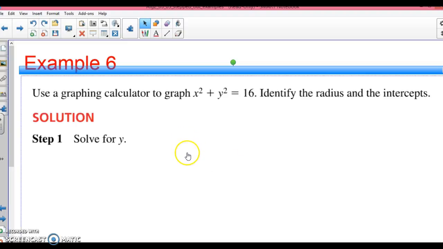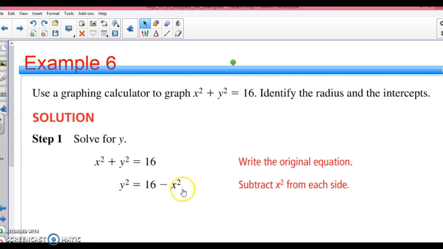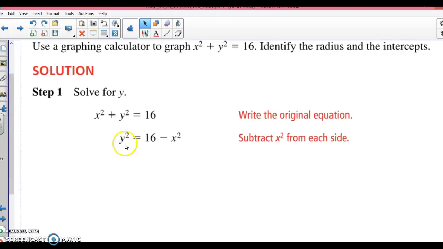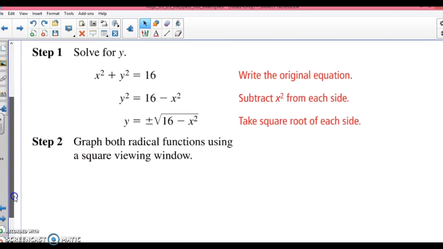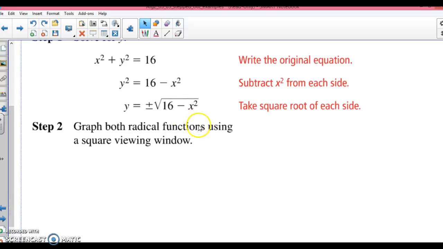Okay, so first thing I want to do is I first solve for y. I go ahead and I write my original equation, and then I want to get the y's by themselves, so I subtract the x squared from each side. And then once I have that, now that the y squared's by itself, I can take the square root of both sides. Again, just like before, whenever I take the square root, I have to have a plus and a minus. So now I can graph my function. Except this is no longer a function, as you'll see in just a minute.